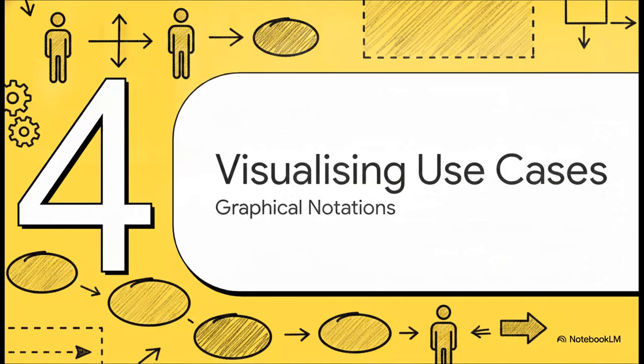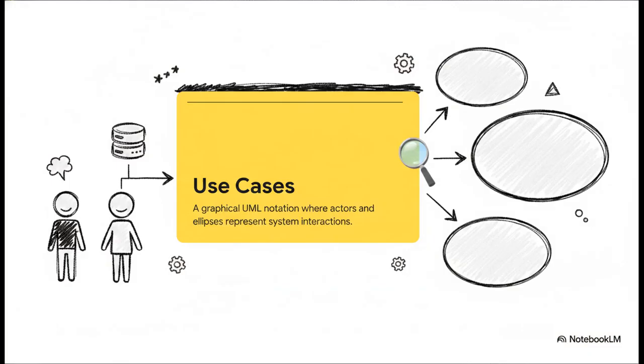All right, let's transition into our fourth section, visualizing with use cases. We're shifting our focus away from text and tables entirely and moving toward graphical notations. This introduces us to use cases. We need to define this term clearly. Use cases are a graphical notation which is part of the Unified Modeling Language, or UML. Visually, stick figures represent the actors, which can be human users or even other computer systems, and ellipses, or ovals, represent the interactions they have with the system. Mapping out these actors and interactions gives you a fantastic, high-level visual blueprint to validate with your client before you go off and write thousands of lines of complex Java code.